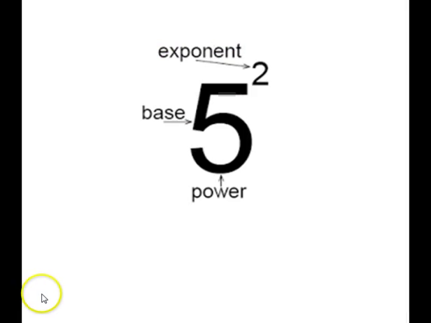Here's an example of what a power, base, and exponent are. So the power is the number itself, the base, and the exponent. So all this together is called a power. The base is the base number. What is the number that gets multiplied over and over again? And the exponent is the little number on the top right that tells you how many times you're going to use that factor. Let's try an example.